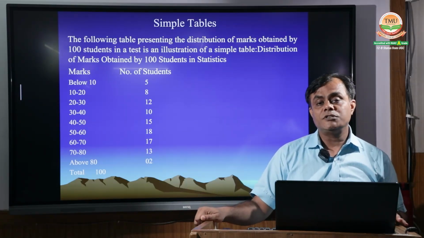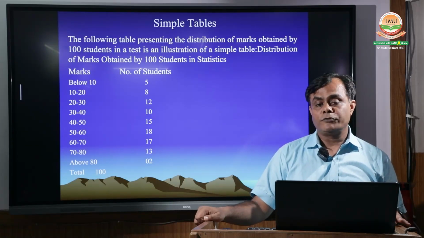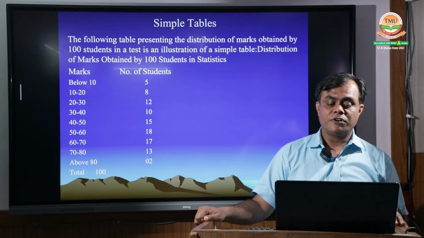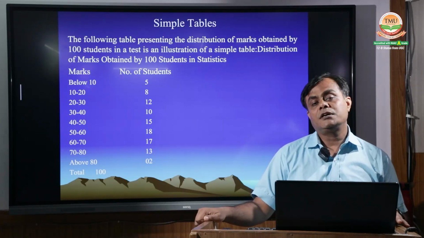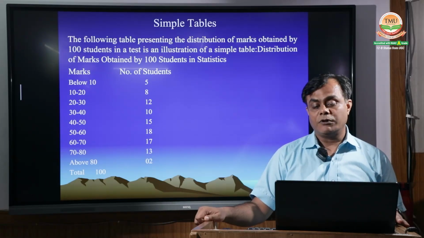The next class interval is 30 to 40 marks. Further, the class interval is 40 to 50 marks, again 50 to 60 marks, again 60 to 70 marks, again 70 to 80 marks, and then 80 and above.